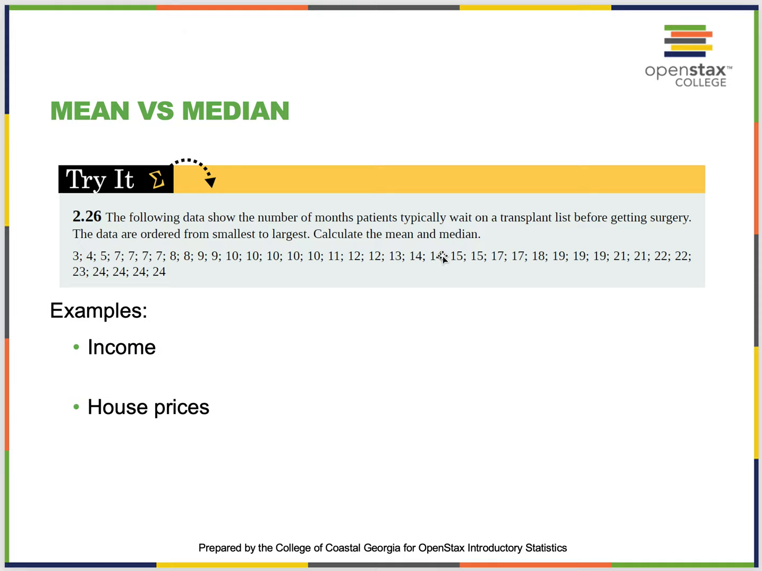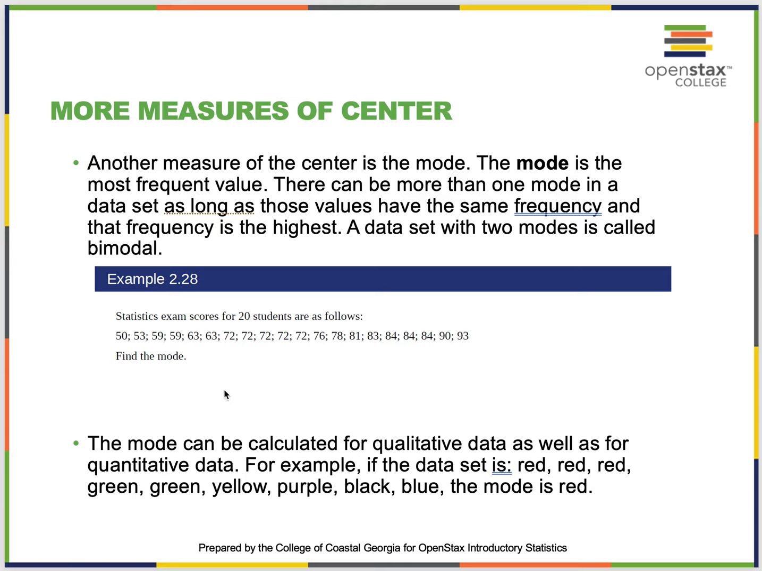Now the mode. What's the one that occurs most often? 7 occurs 4 times. 10 occurs 1, 2, 3, 4, 5 times. Let's see, what else is there? Nothing else occurs 5 times. So 10 would be the mode. They don't all have to be the same. Another measure is the mode, the one that occurs most often, and we just talked about that.